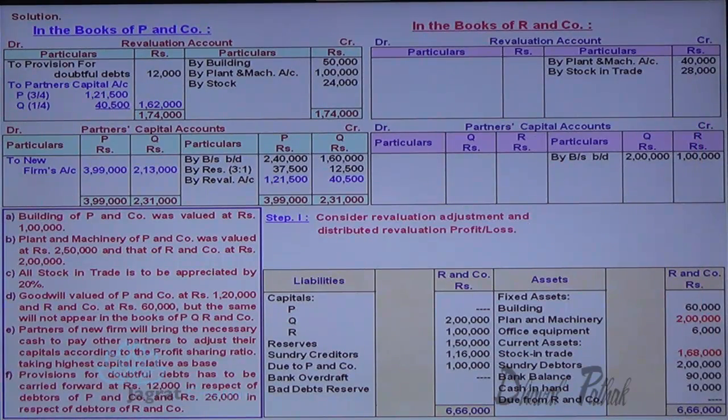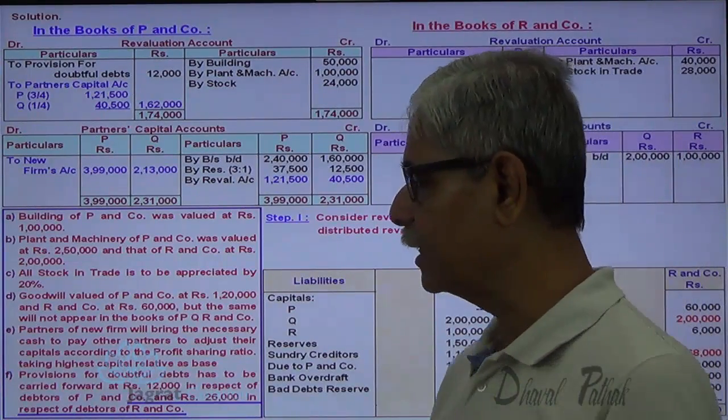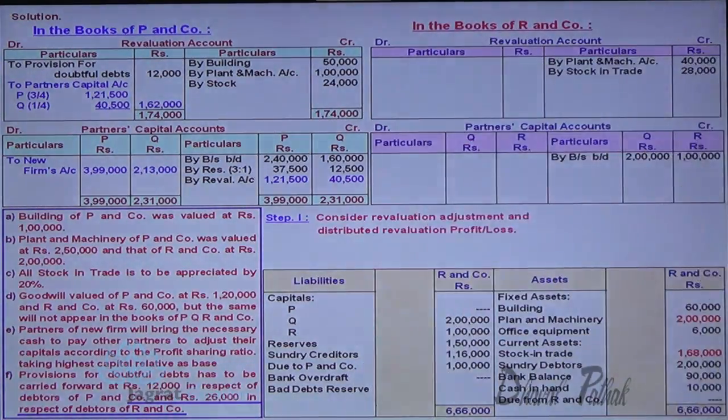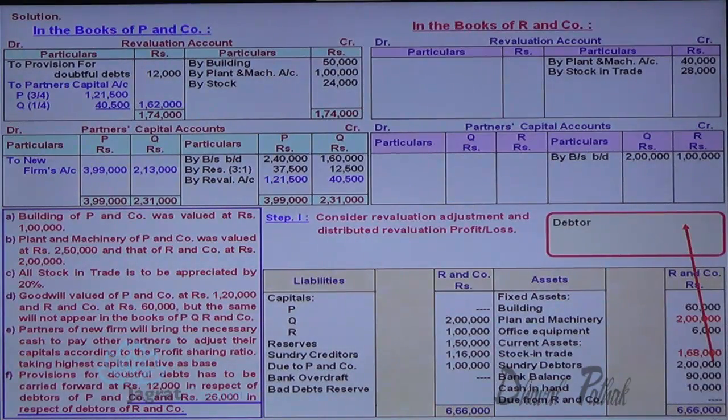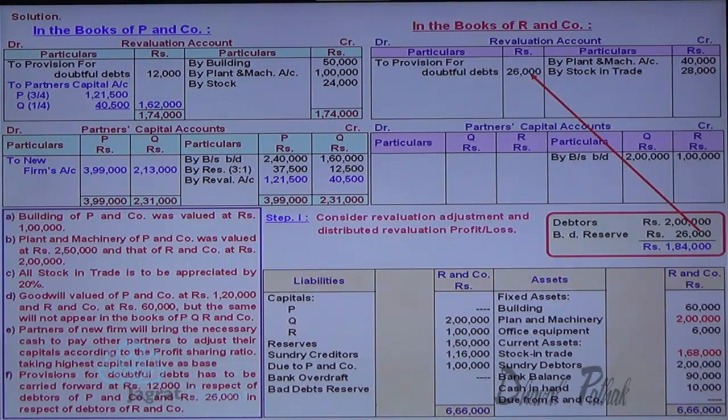Now next, the requirement for bad debt reserve. You are told that 26,000 is the required bad debt reserve. So revaluation account debit to bad debt reserve account credit. Debtors are 2 lakhs. This is the valuation made for debtors. So bad debt reserve is debited to revaluation account, and I show the bad debt reserve on the liability side of the balance sheet.